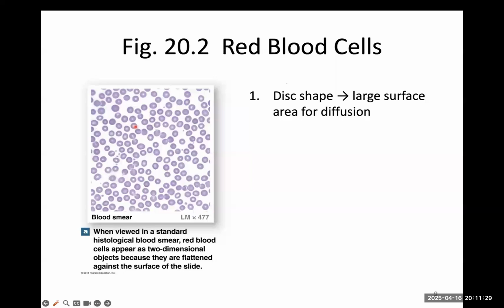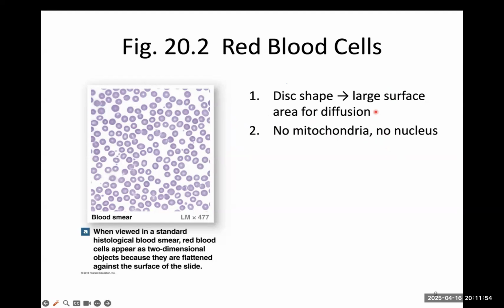So let me show you the shape of the cell. It's a disc shape. It has a large surface area for diffusion. There's no mitochondria, there's no nucleus. The extra surface area lets it absorb gases much more easily.